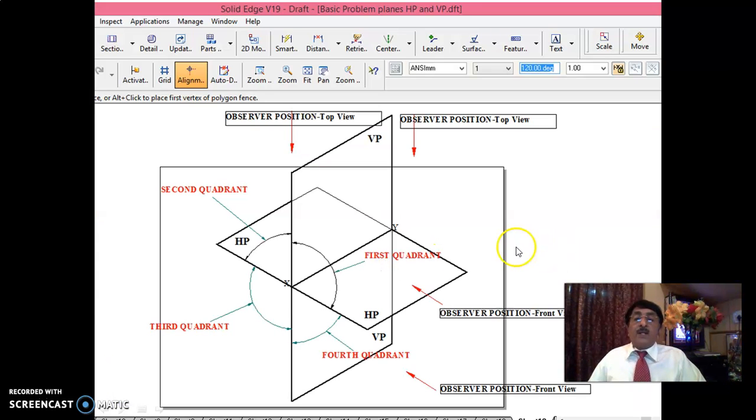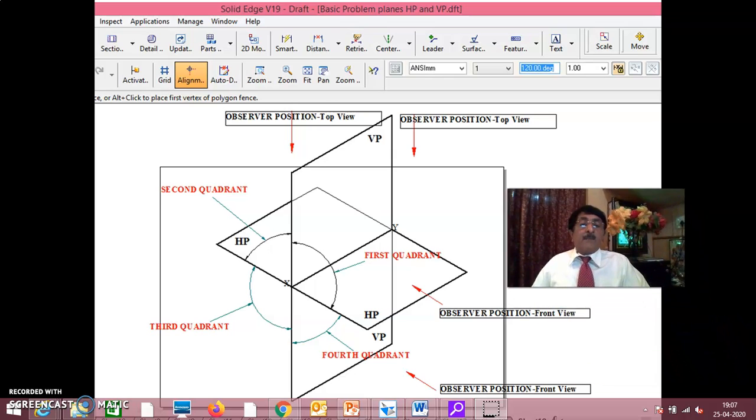Okay, now problem 15. I'll just revise. The first quadrant is this, the second quadrant is this, the third quadrant is this, the fourth quadrant is this. In the first quadrant, just see VP, HP, XY line. Above the XY line you have VP, below the XY line you have HP. In the second quadrant, above the XY line you have both VP and HP. In the third quadrant, above the XY line you will have HP, below the XY line you have VP. In the fourth quadrant, below the XY line you have both HP and VP. Okay, this is the thing. Please remember this particular thing for understanding this problem.